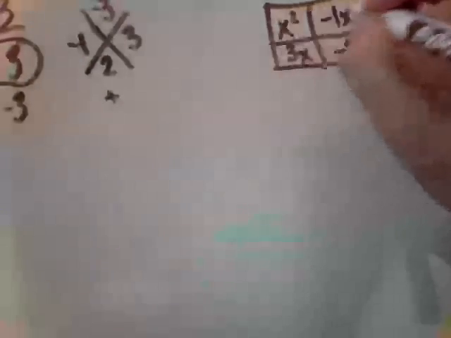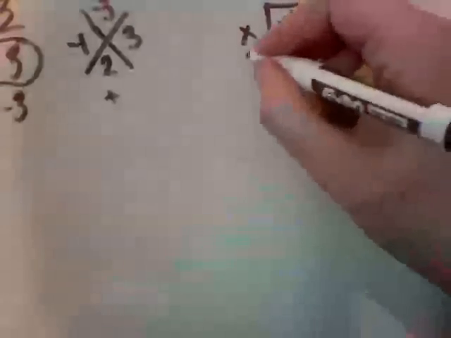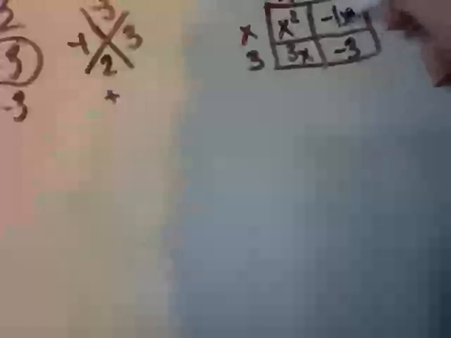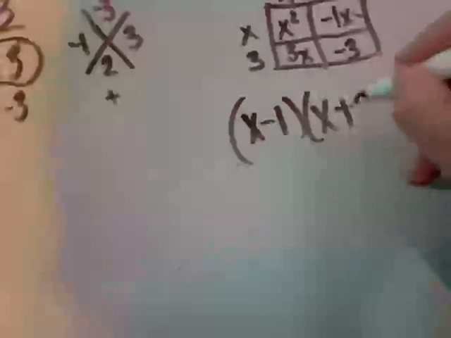Across the top row right here, the only thing we can take out is an x. Across the bottom row right here, we can factor out a 3. Across the first column, we have an x, and in the second column, the only thing they have in common is a 1, but since this box is negative, I'm going to make this 1 negative. Anytime your number on the outside is touching a negative number on the inside, it's got to be a negative as well. So this would be x minus 1 times x plus 3.